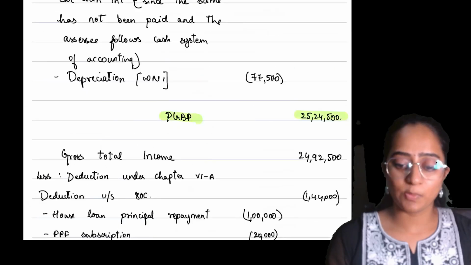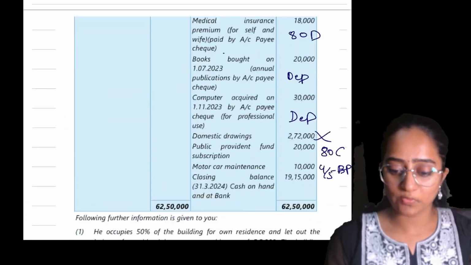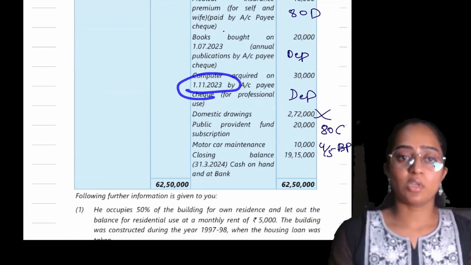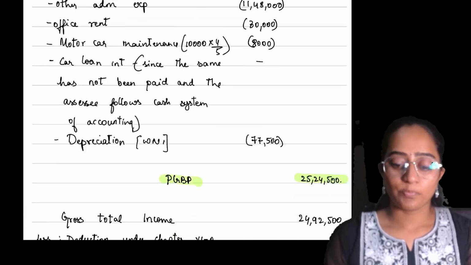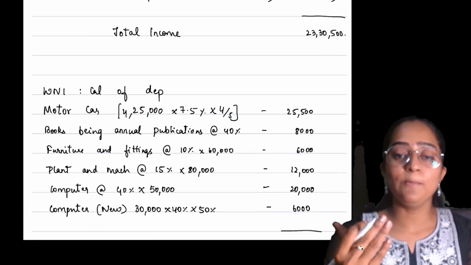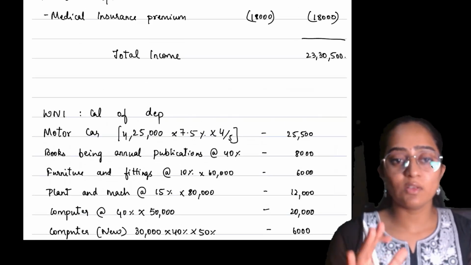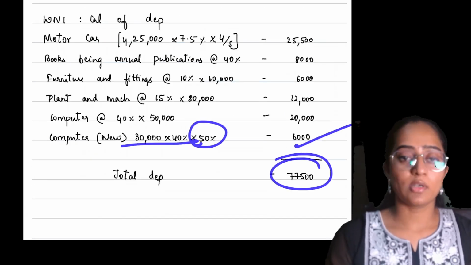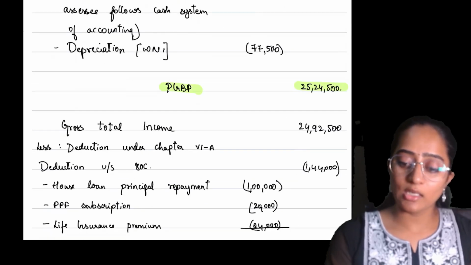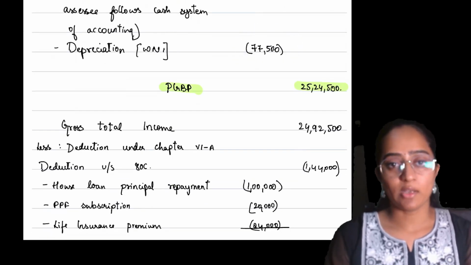The new computer which has been purchased, the date of purchase of this new computer is 1/11/2023, where the usage period, that is, the asset has been put to use, is less than 180 days. So 50% of the allowable rate of depreciation. Here, the total depreciation as per income tax is provided as 77,500.